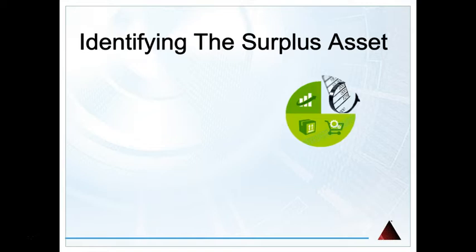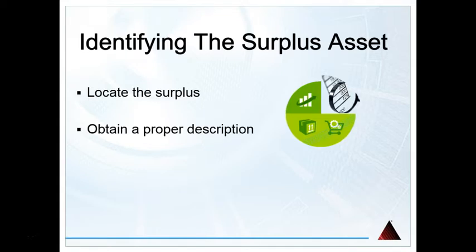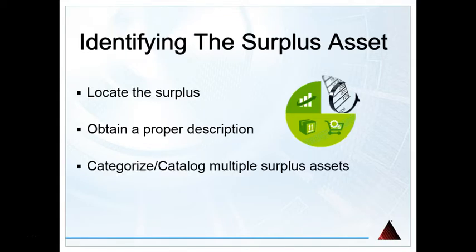There are 3 steps. Locate the surplus, obtain a proper description, catalog multiple surplus assets. Choose commodity codes that are known industry standards to help categorize your assets. This will help in any search.